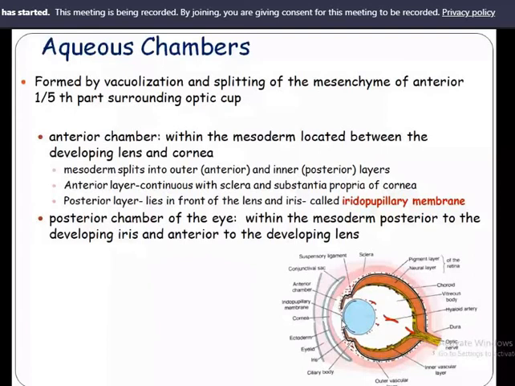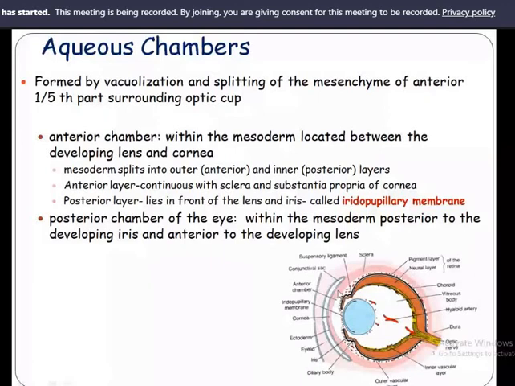Now you can see over here the formation of the anterior chamber. This is the mesoderm. Can you see the mesoderm? What is happening over here? There is the formation of the anterior chamber. How was our anterior chamber formed? By the splitting of the mesoderm present between the cornea and the iris.